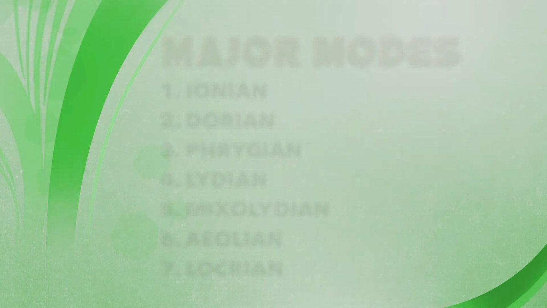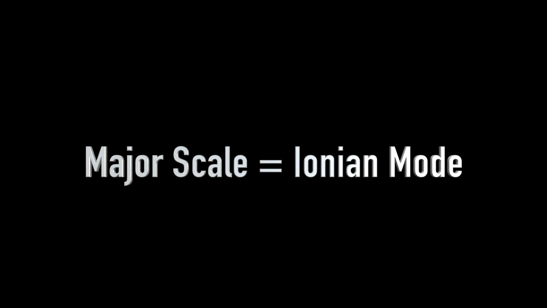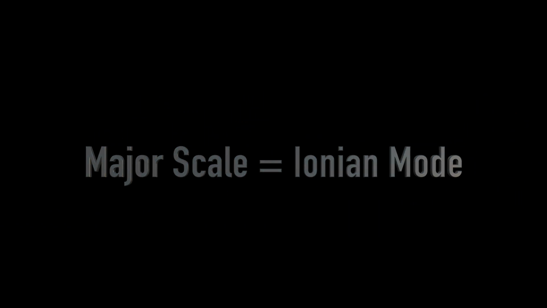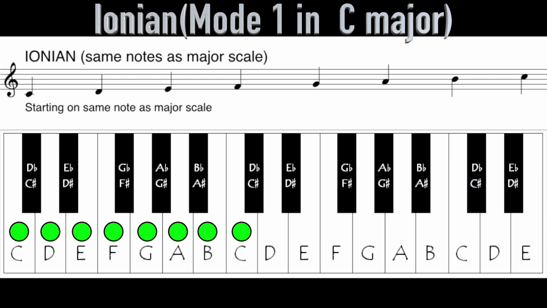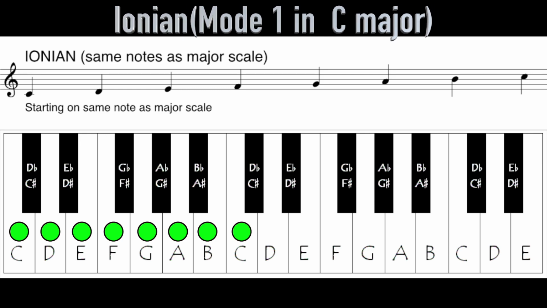Music that uses a major scale can be said to be in the Ionian mode. Let's get started with the first mode, which is Ionian. All the examples are given in C major. Ionian is the first mode. It is the same as the major scale. Listen to the Ionian now.